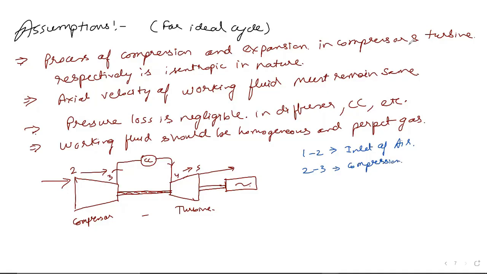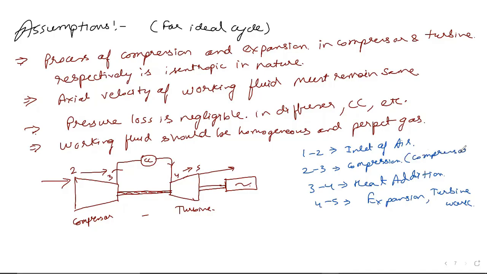Now 2 to 3 is known as compression, and that compression is isentropic in nature. Then 3 to 4 is known as heat addition. Then 4 to 5 is known as expansion, or turbine work. That means compressor work, heat addition, turbine work. So what will be the net work output?